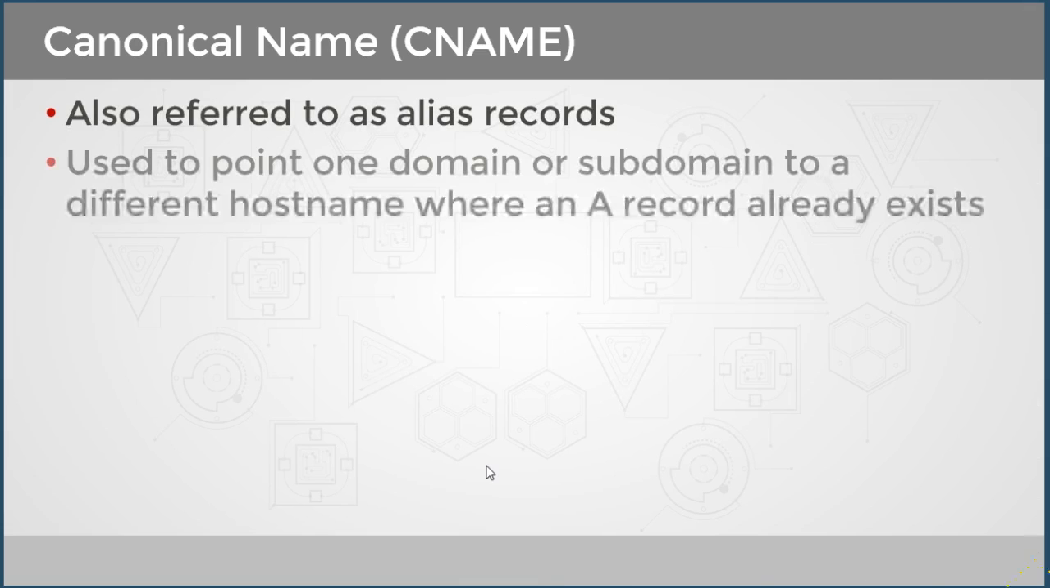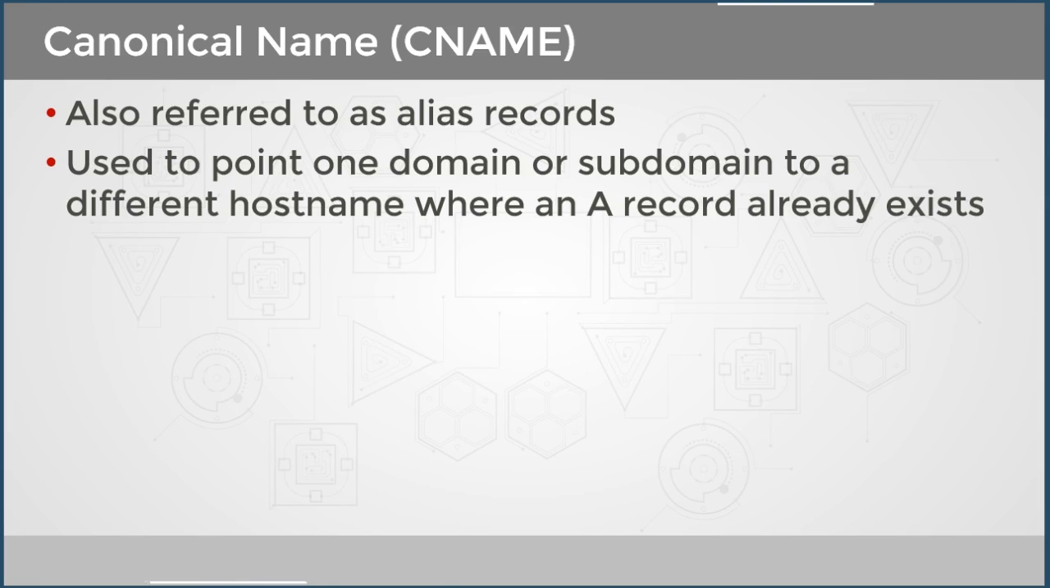Finally, a CNAME is a canonical name, also referred to as an alias record. This is used to point one domain or subdomain to a different host name where an A record already exists. Quite simply, it's an alternative name for any other existing A record. And it doesn't necessarily have to be from one domain to another or a subdomain to a parent domain. Even within the same domain, you might simply want more than one name for the same address.